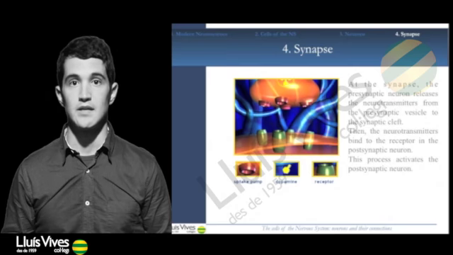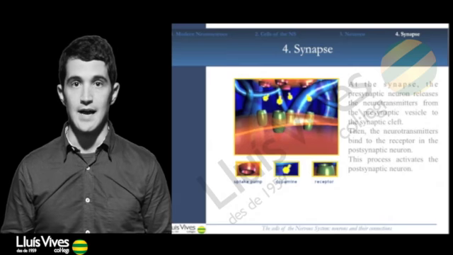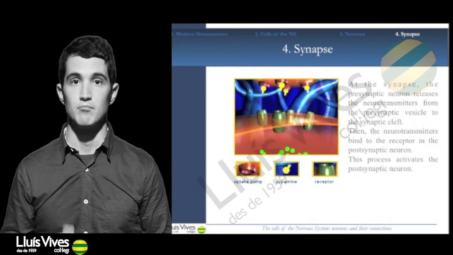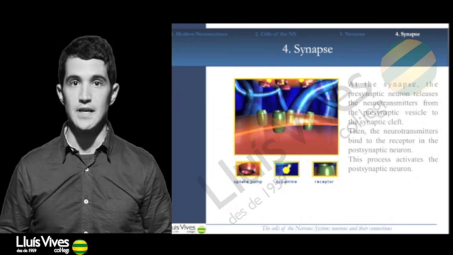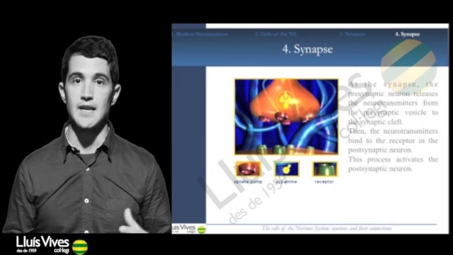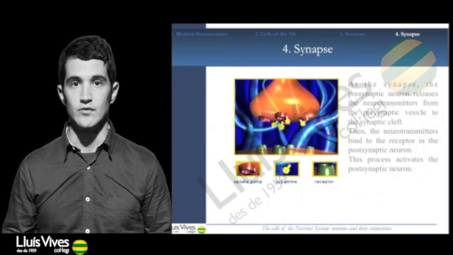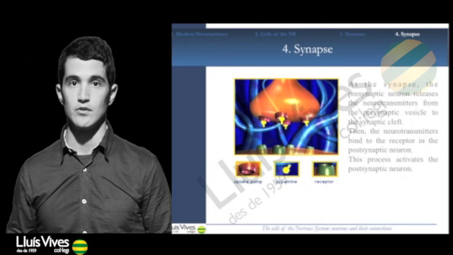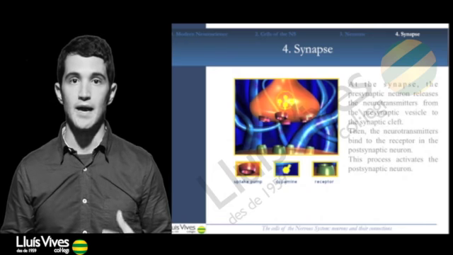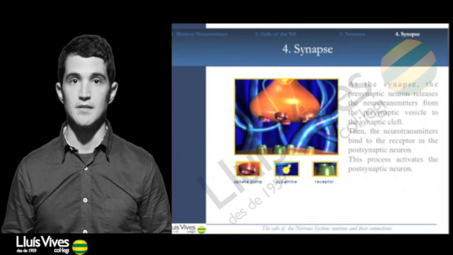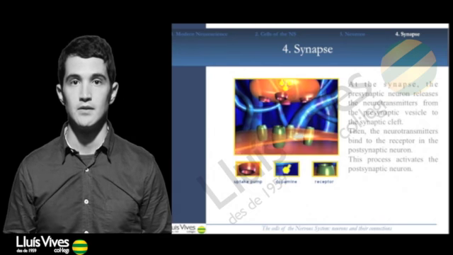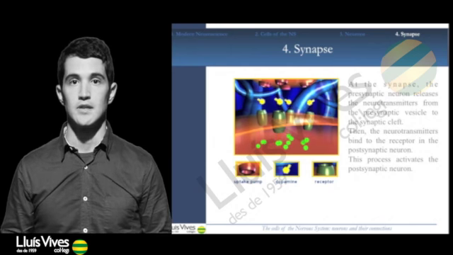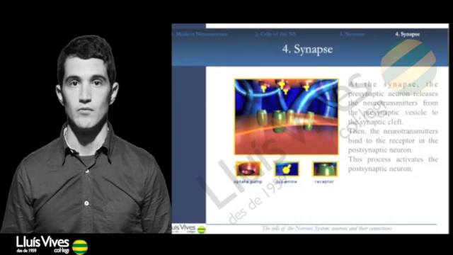This message is a neurotransmitter, a chemical, and these synaptic vesicles are going to fuse with the presynaptic membrane and release the neurotransmitters into the synaptic cleft. These neurotransmitters are going to travel from the presynaptic neuron to the postsynaptic neuron, and they are going to bind with the receptor. The receptor is embedded in the postsynaptic membrane. Then this neurotransmitter is going to produce a response and transmit a message to the second neuron.